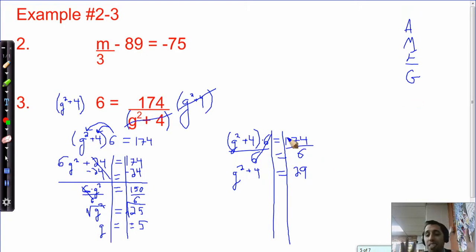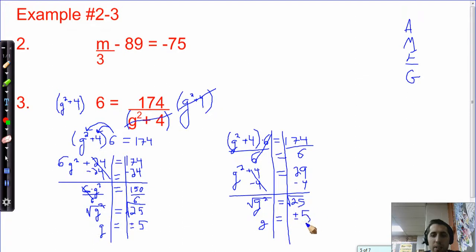Now that we've undone the grouping, we have an exponent and we have addition to undo. Let's undo the addition first. Subtract 4 from both sides, and we'll have g squared is equal to 25. Oh, this looks familiar. g squared is equal to 25. Undo squaring with square rooting, and we have g is equal to positive or negative 5.